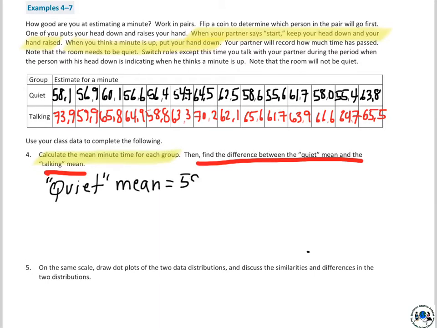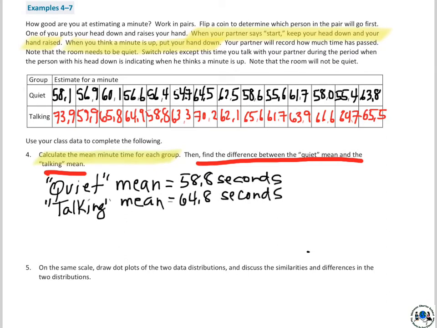the quiet mean was 58.8 seconds. The talking mean was 64.8 seconds. Of course, you would add all of these up and then divide by 14. Talking, same thing. So there are our means.